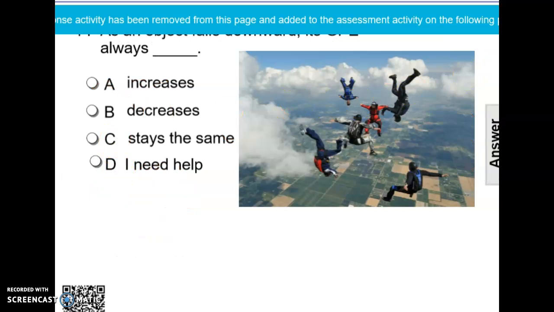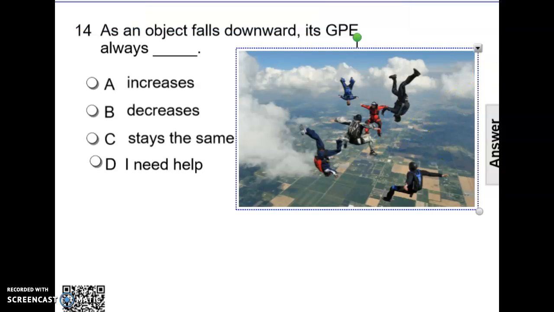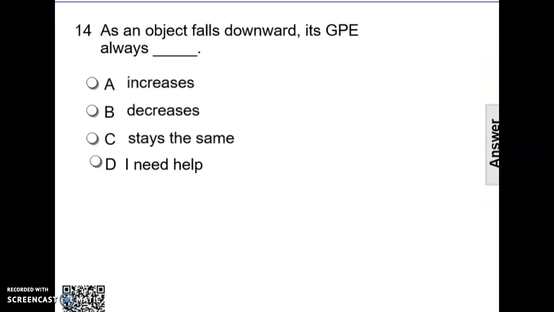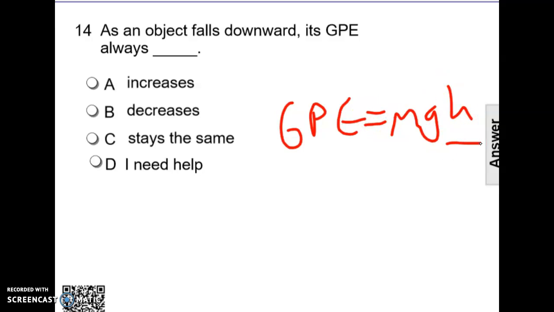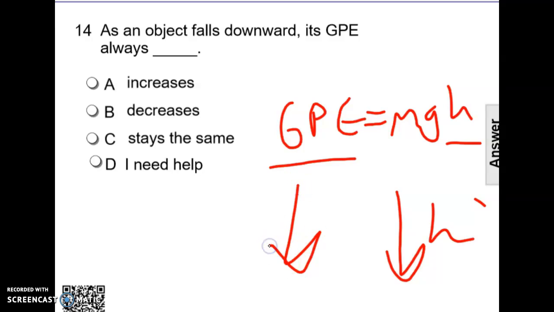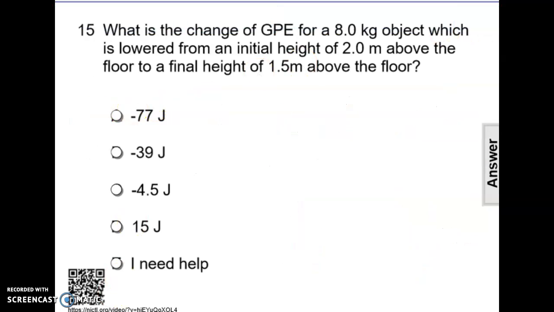If we want to go ahead and look at this next problem, as an object falls downward, its GPE is going to decrease. If we look at GPE, it's equal to mgh. Because they're directly proportional to each other, the smaller this h is, the smaller the GPE. So by taking an object and making its height go downward, it's also going to cause the GPE to decrease. A decrease in height or mass will cause a corresponding decrease in gravitational potential energy, of course. Okay, so now I'm going to say that I have a mass and it's going to start up at 2 meters and it's going to drop down to 1.5 meters.